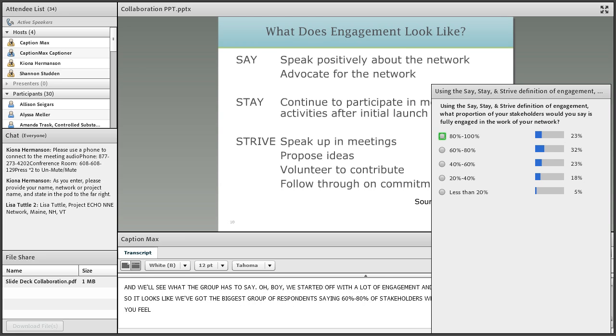Oh boy, we started off with a lot of engagement and we seem to be going down as time goes on. Okay, so it looks like we've got the biggest group of respondents saying 60 to 80% of stakeholders, which actually isn't a terrible place to be. Some of you feel that you've got a really good set of engaged stakeholders. That's great to see. And it looks like we've got some who are farther down the scale.